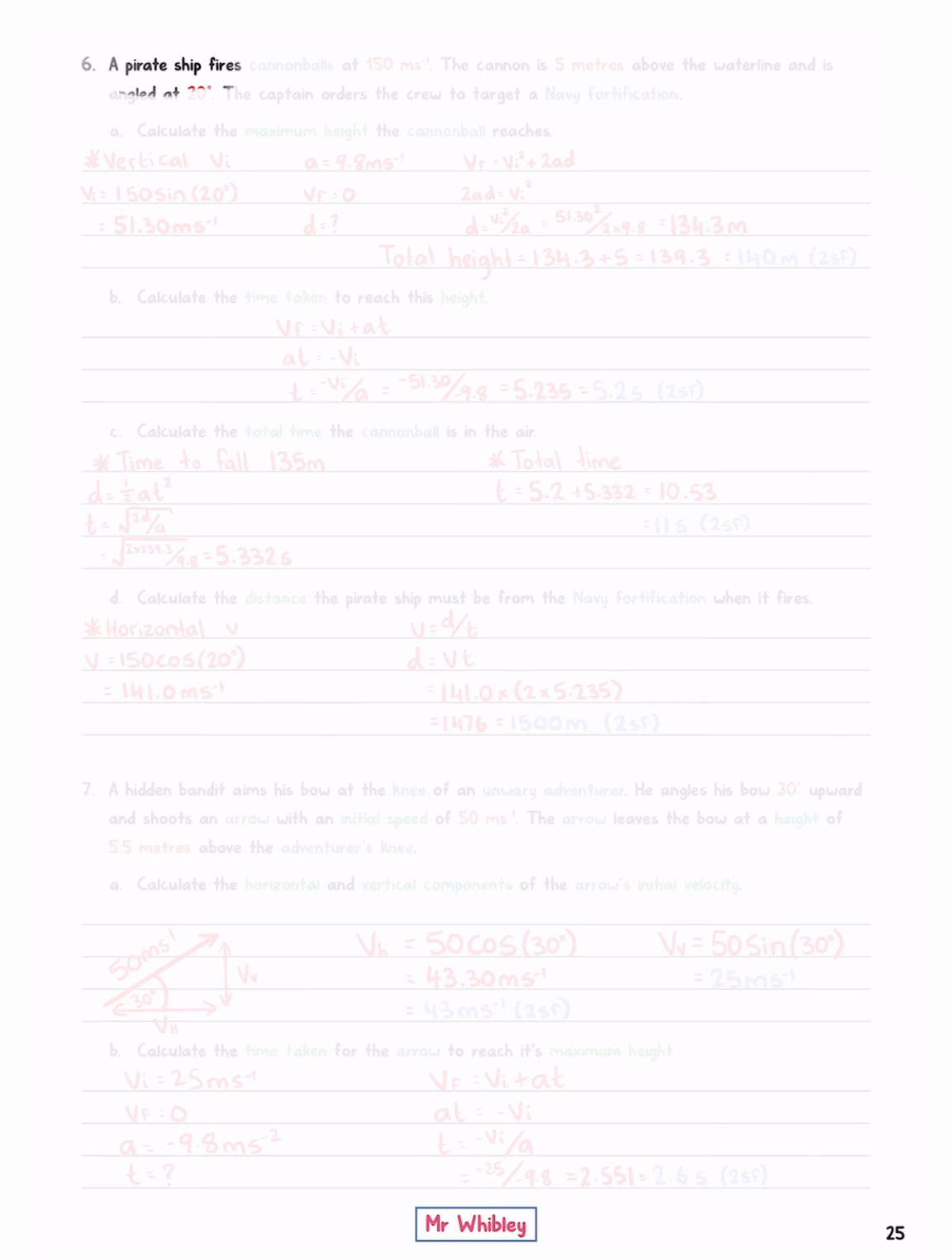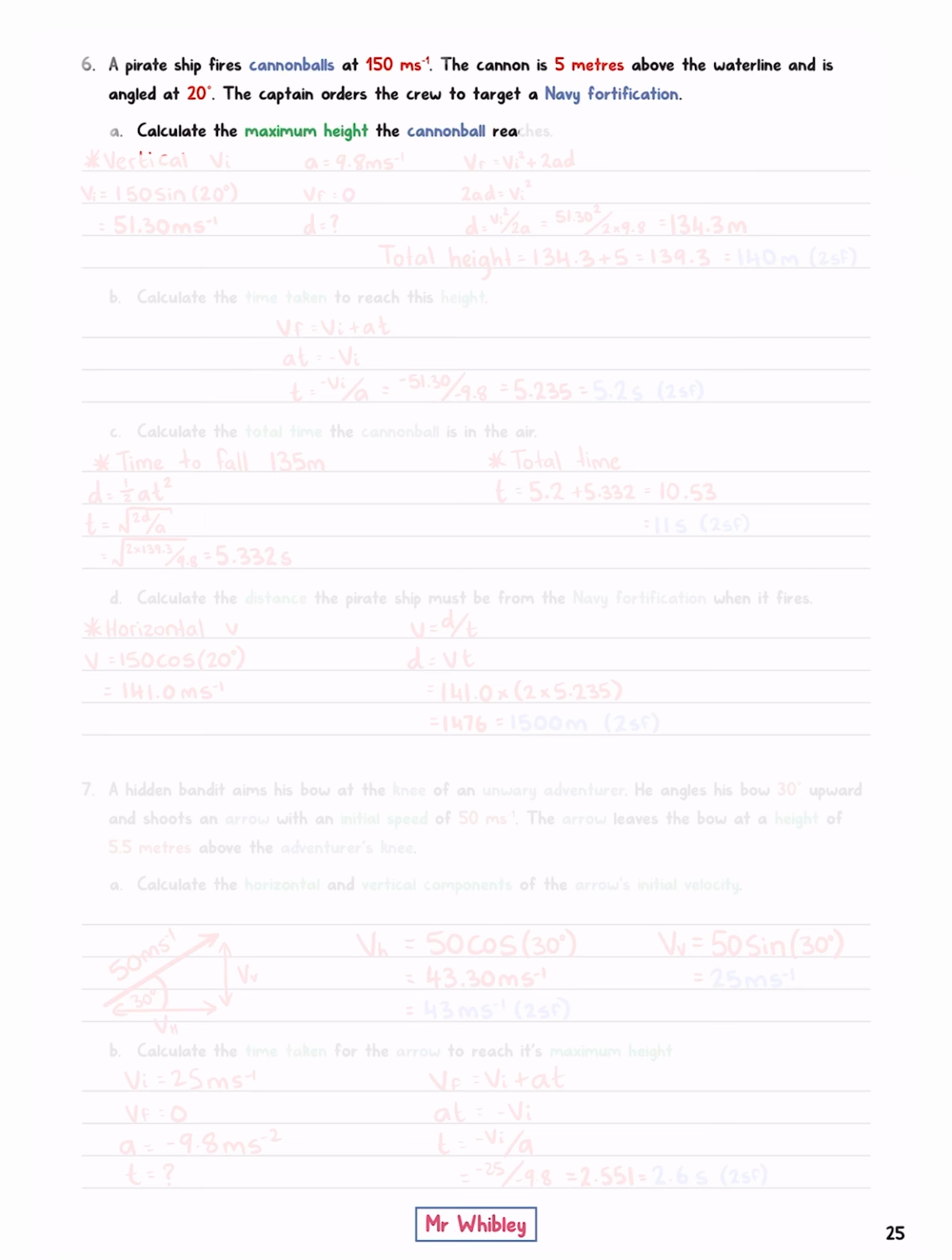A pirate ship fires cannonballs at 150 meters per second. The cannon is 5 meters above the waterline and is angled at 20 degrees. The captain orders the crew to target a navy fortification. Calculate the maximum height the cannonball reaches.